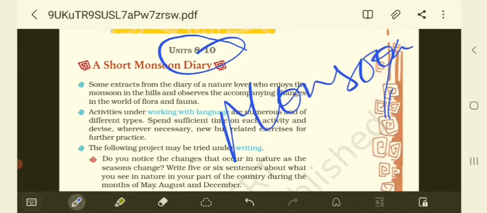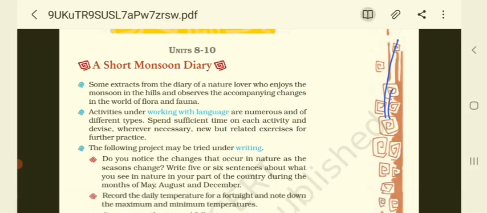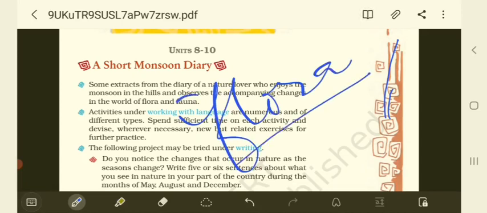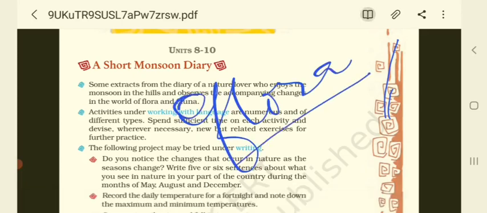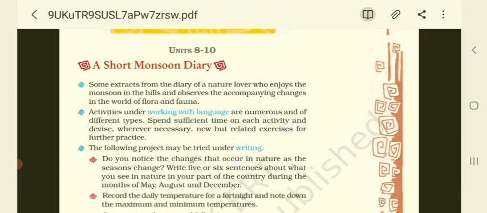So diary is of course a written journal maintained by a writer. We'll get to read some extract from the diary of a nature lover who enjoys monsoon in the hills and observes the accompanying changes in the world of flora and fauna. So what is flora, class? For your understanding, plant population is also known as flora and fauna refers to animal population. So this is what we are going to read, and then there'll be some activities wherein we learn how to work with languages. There'll be projects under the writing section.